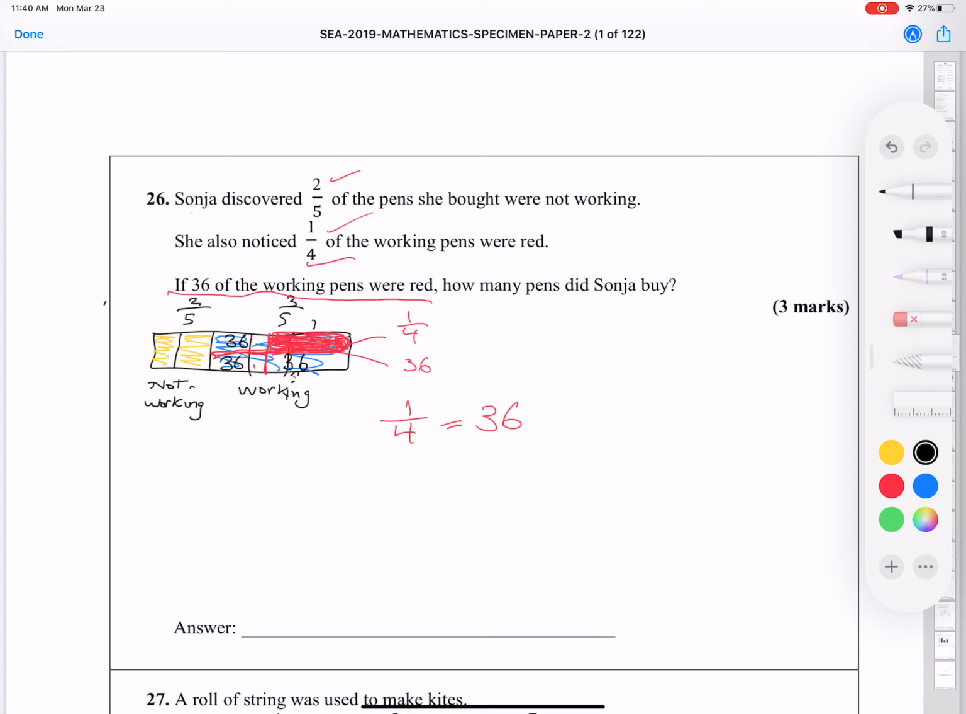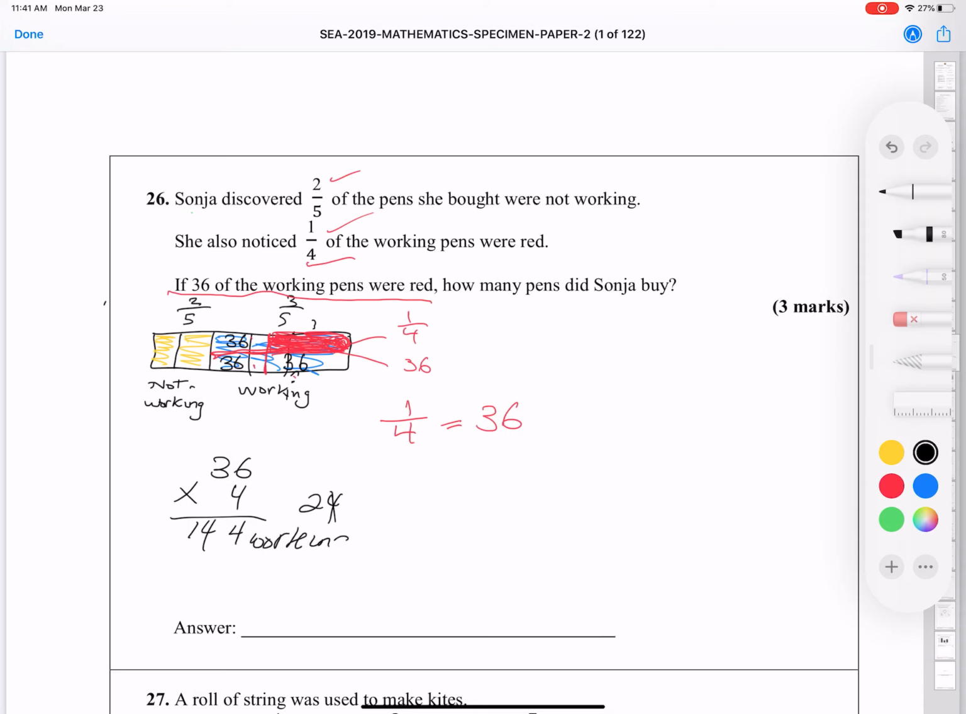Can't we find out how many working pens there are? Yes, we can. 36 4 times. Are you seeing it on the diagram? 36 times 4. 6 4s are 24. 3 4s are 12. And 2 make 14. So there are 144 working pens.